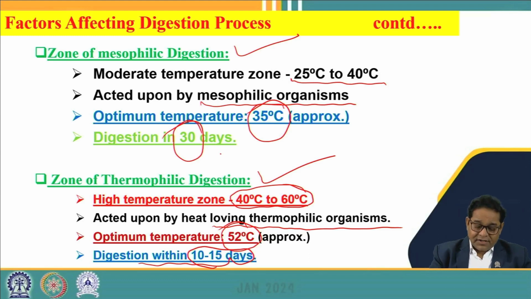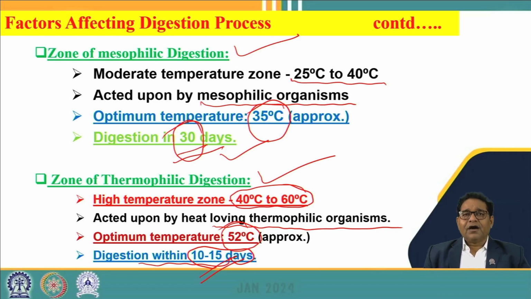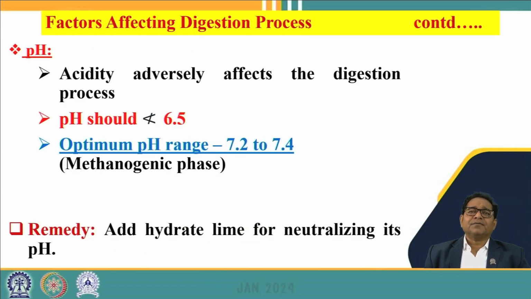So in case of mesophilic digestion, the digestion period requirement is 30 days, whereas in case of the thermophilic digestion process, the digestion period requirement is hardly 50% of the mesophilic digestion zone. So this is how the temperature affects the digestion process.